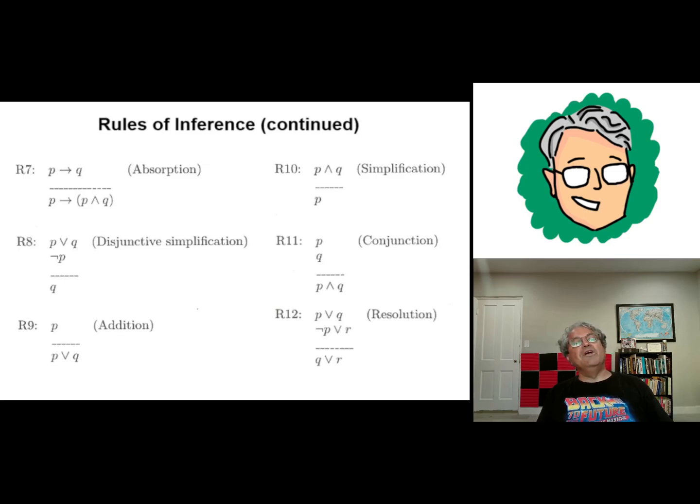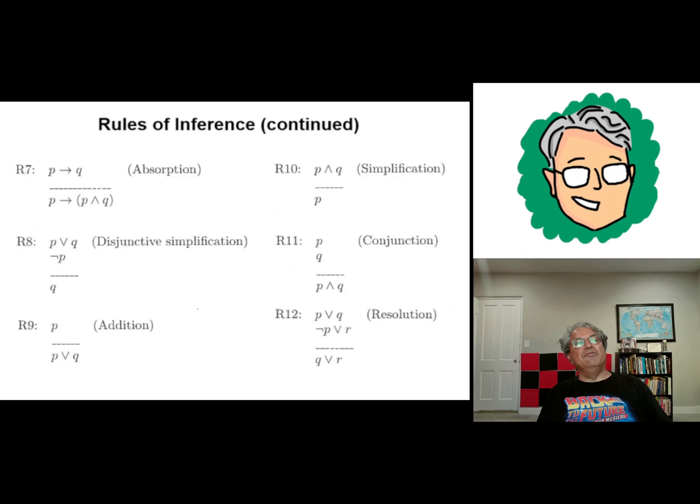And the last one I have here is called resolution. This might be the most complicated one on this list, but I don't think it's too bad. So we start with P or Q, and then we have not P or R. And the conclusion is Q or R. Let's see if we can make sense of this. Yeah, this one I don't think is so obvious, but let's try an example. Maybe it'll make a little more sense.